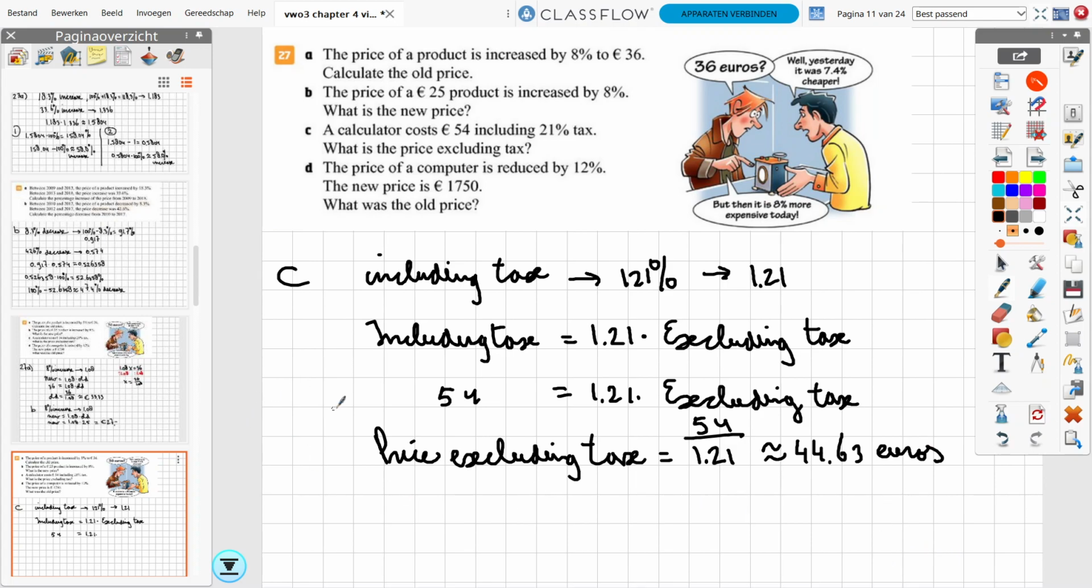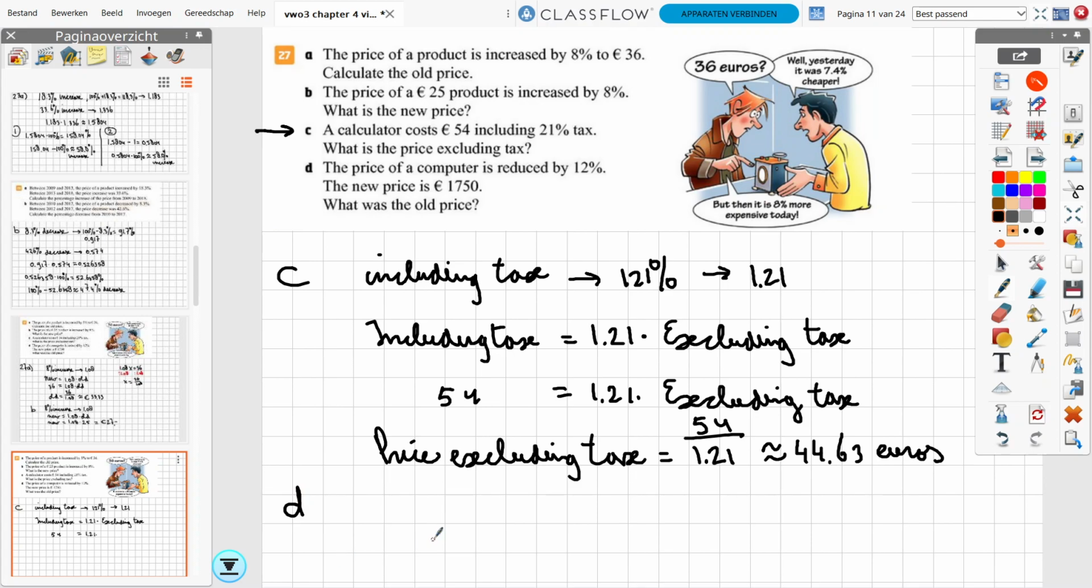And I think this one poses the most problems for people, because a lot of people are going to instead multiply with 0.79, and that gives you a different answer. So that's why writing it down like this also helps you figure out what to do.